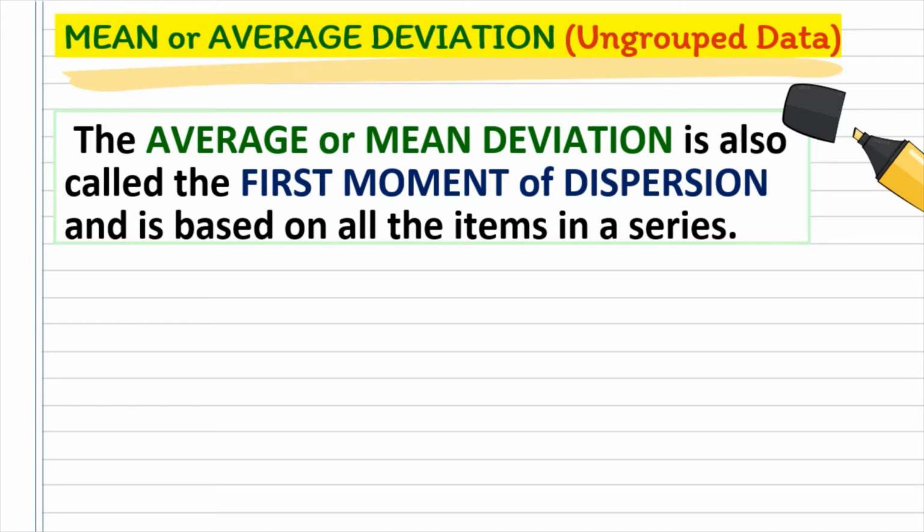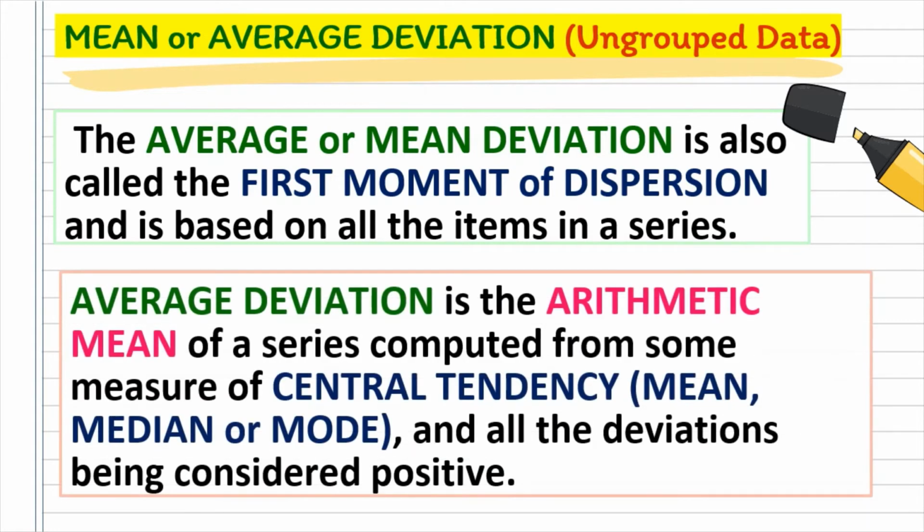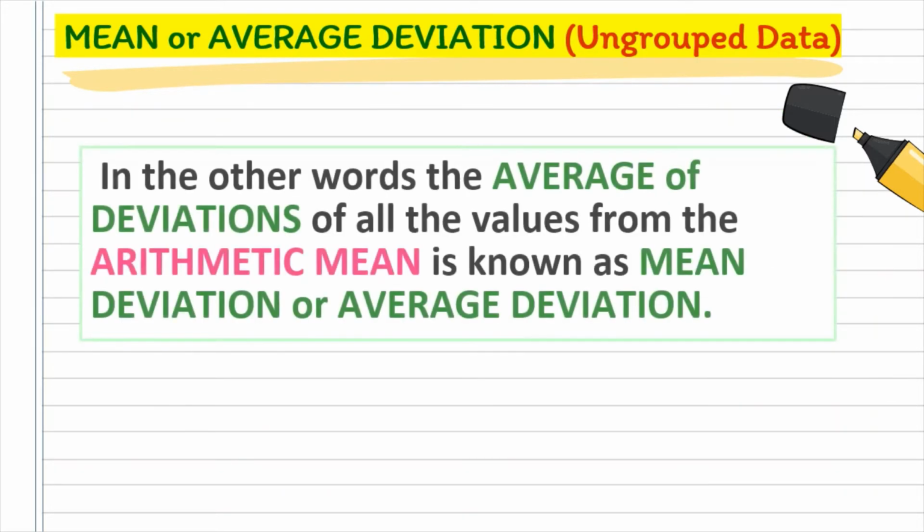Average or mean deviation is also called the first moment of dispersion and is based on all the items in a series. Average deviation is the arithmetic mean of a series computed from some measure of central tendency, mean, median, or mode, with all the deviations being considered positive. In other words, the average of deviations of all values from the arithmetic mean is known as mean deviation or average deviation.